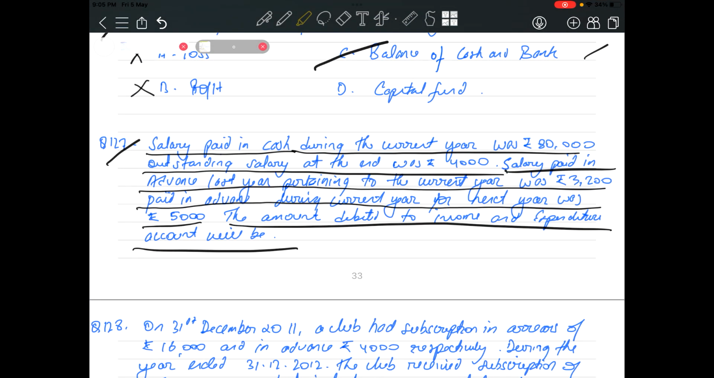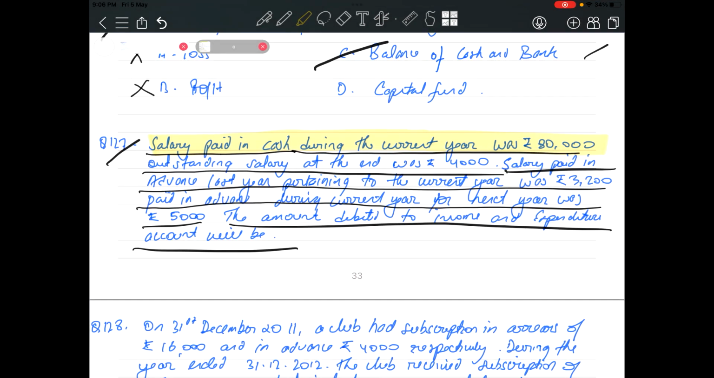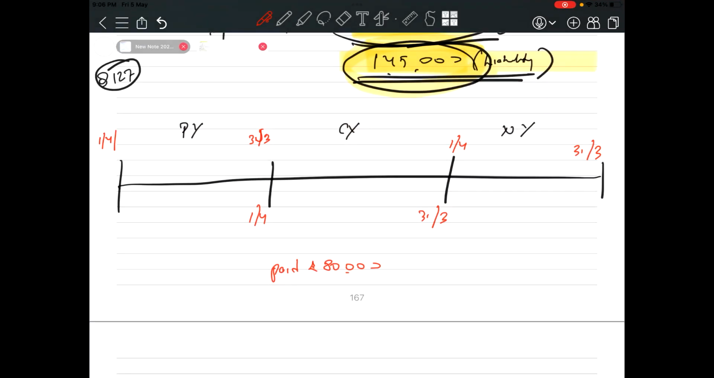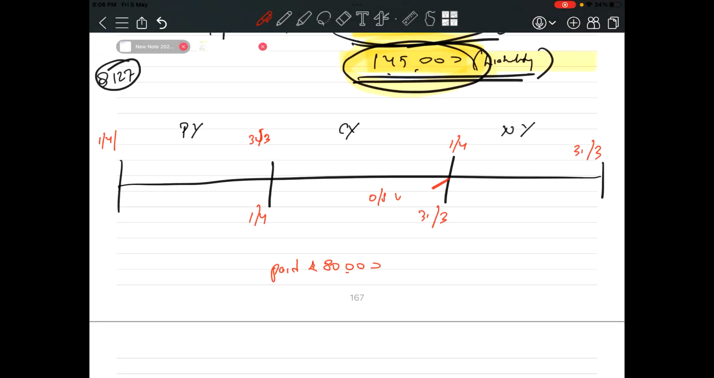Now let's analyze the data. Salary paid in cash during the current year was 80,000. We have paid salary of rupees 80,000 in the current year. Outstanding salary at the end of the year, which means at the end of the current year, was 4,000 rupees. Basically it means we have to pay this amount, and we will pay it in the next year.